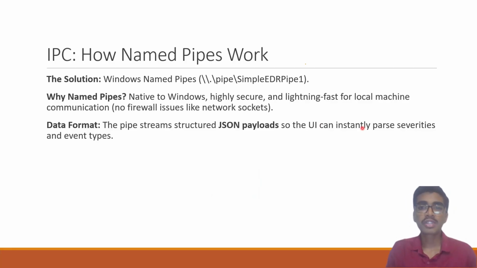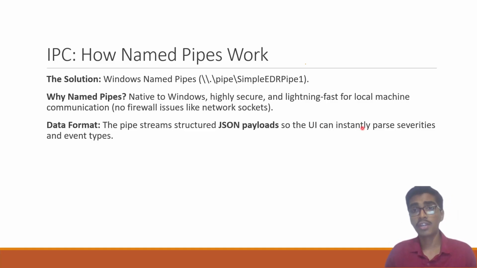So why have we used a named pipe? The Windows named pipe has a syntax like backslash backslash dot backslash pipe, and in this you can create your custom named pipe. And why only a named pipe? Because the biggest reason is that it is native to Windows, and that's why it is highly secure and lightning fast. Also, rather than going to complex network sockets, we have used this simplest approach for now for the creation of our EDR.